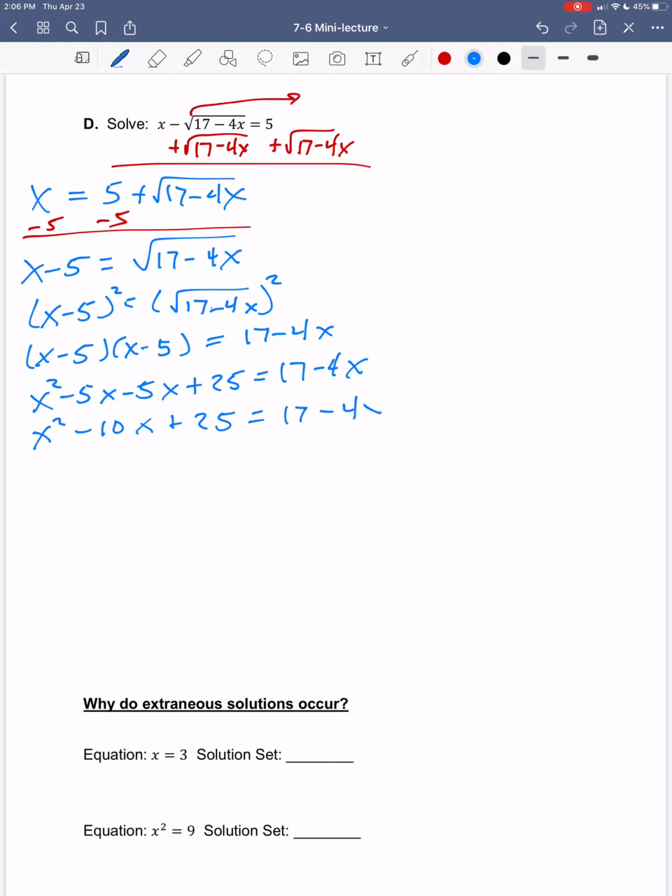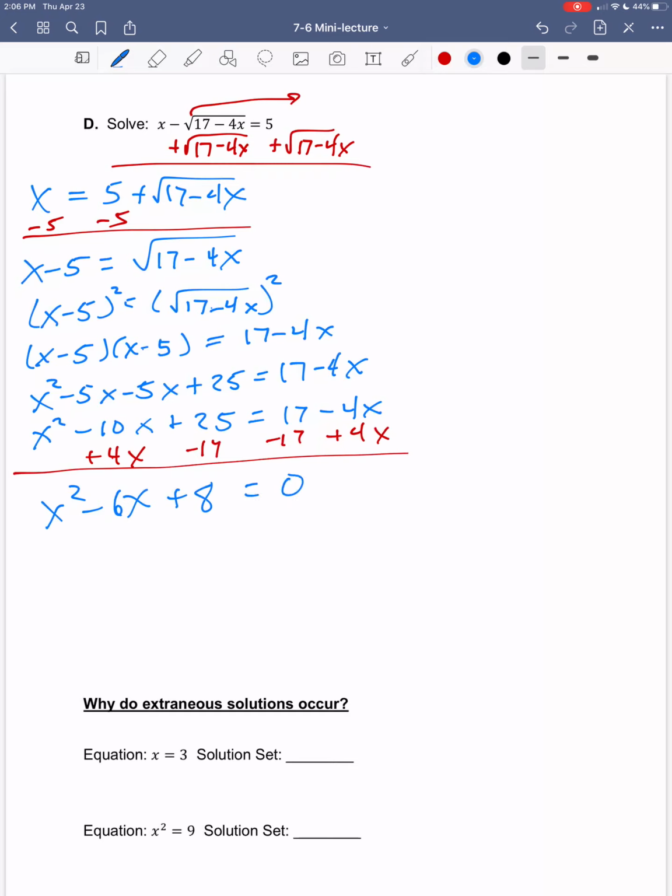And now I'm going to get the thing equal to 0. So I'm going to get rid of 17, and I'm going to get rid of the 4x. So I'm going to get x squared minus 6x plus 8 equals 0.